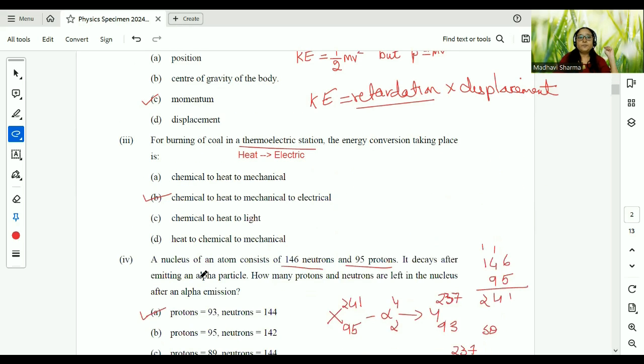Let's go ahead. For burning of coal in a thermoelectric station, children. Yes, the name itself tells you the energy conversion. The thermoelectric, the name tells you thermo means heat and electric is of course electric. So chemical to heat to mechanical to electrical.